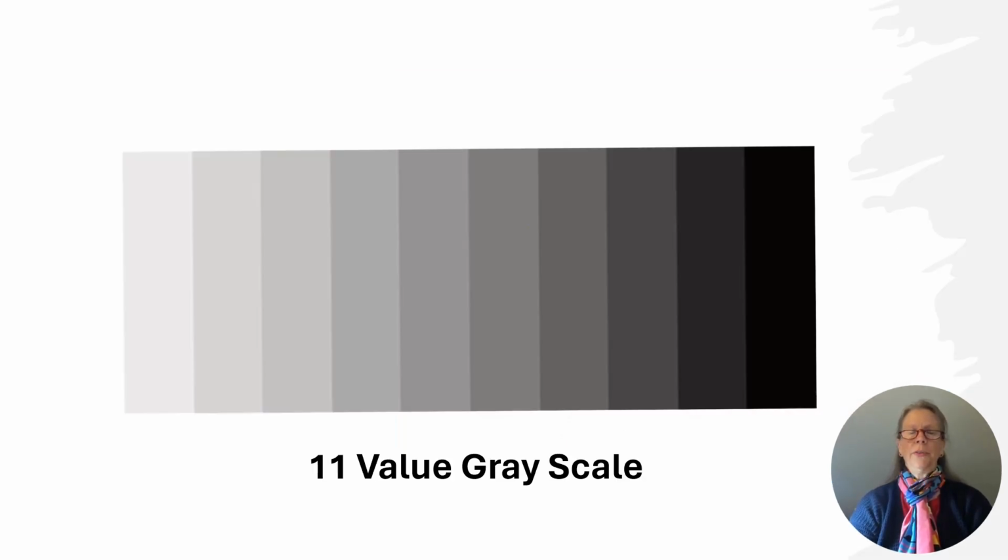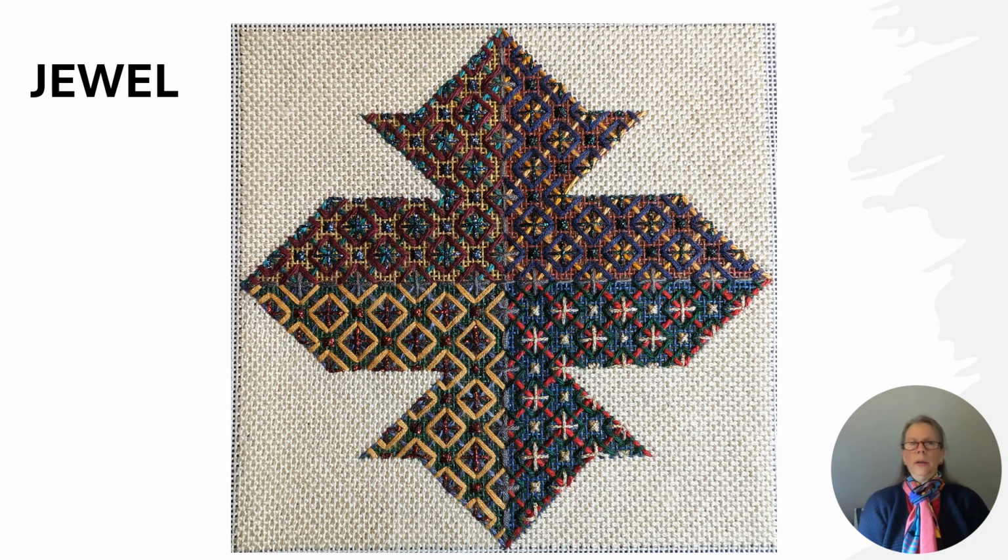This is just a quick view of a value scale. Going forward, when we speak of value, we will be referring to this scale, black being a value 1 and white being a value 11. Closely, you will see the contrast here is created through the threads. The darker background makes the lighter colors pop.